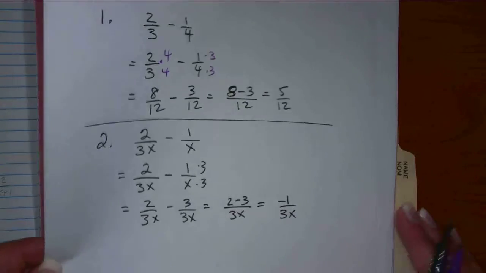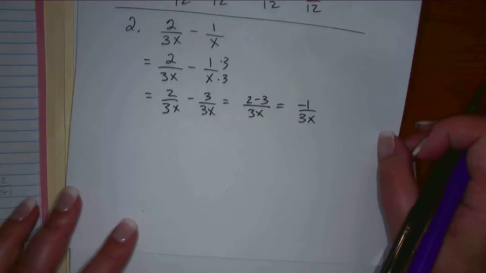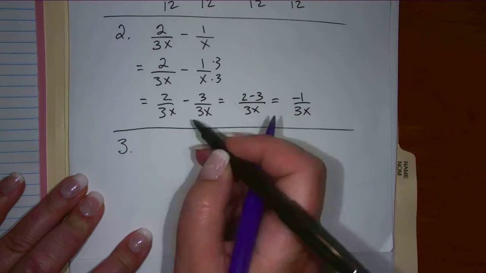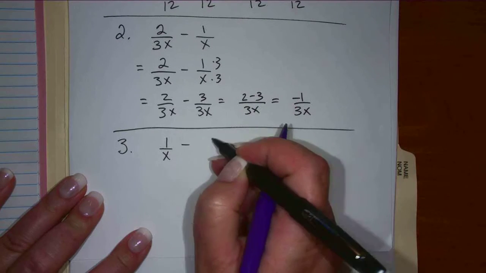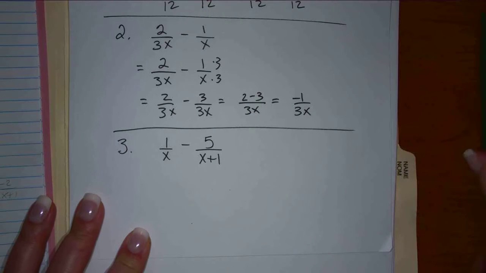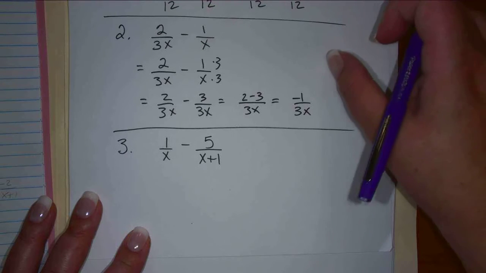Okay, number 3. Okay, what's the common denominator? X. It's not x. It's not x plus 1. But I'm hoping someone would say that, because it's not right. I'm going back up to the top one.